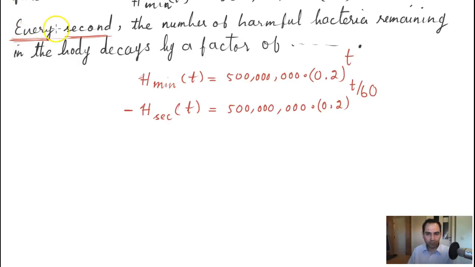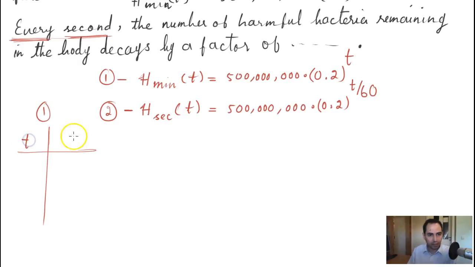So when it's every second, I have to make sure of what happens here. Let me tell you what I mean by this. About this function, let's call it function 2, and let's call this function 1. So in function 1, I have t, which is in minutes, and then I have h of minute of t. And so when my t is equal to 0, my output becomes 500 million.